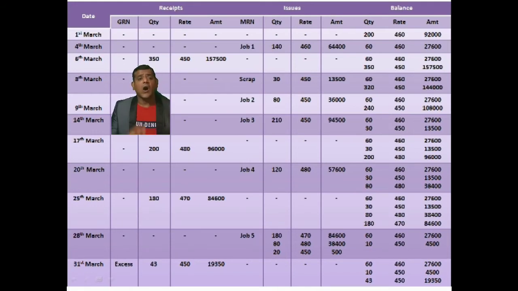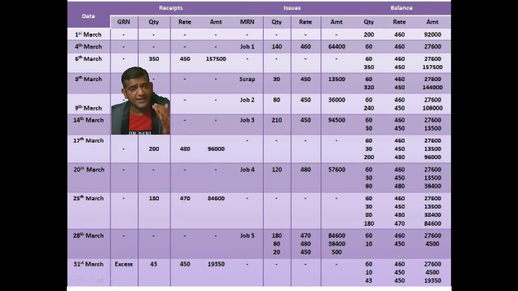27,600 rupees. On 6th March, GRN nil, quantity 350 tons at rupees 450. We have received the material, 350 tons at the rate of 450 rupees. So the amount column comes to 1,57,500 rupees. So issues column, MRN nil, quantity nil, rate nil, amount also nil. And under the balance column, 60 tons at rupees 460, 27,600. That is the exact balance of 4th March.